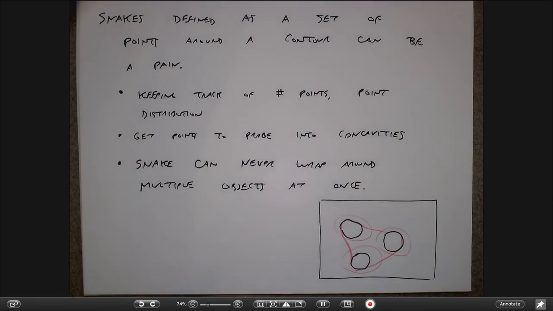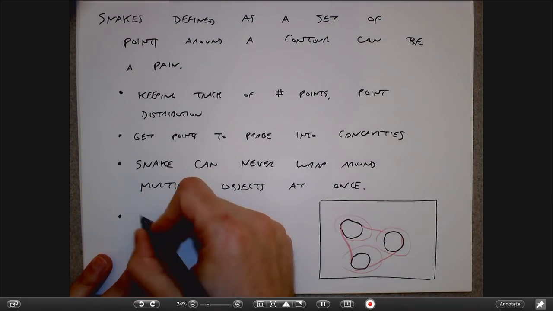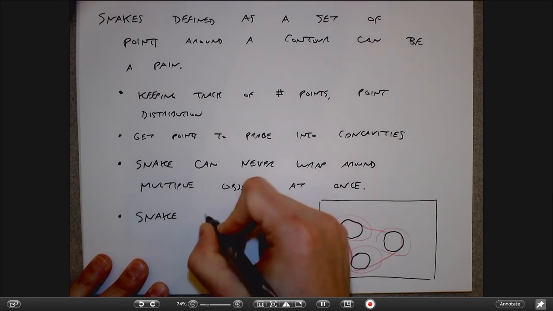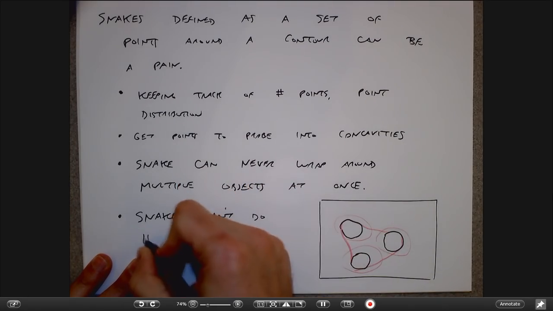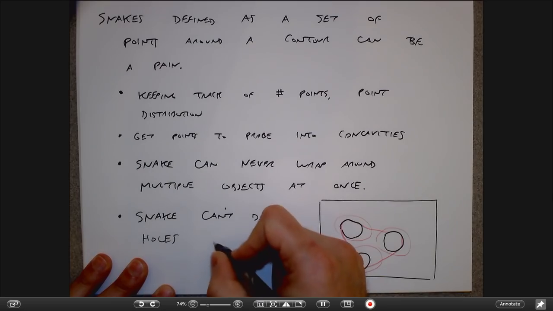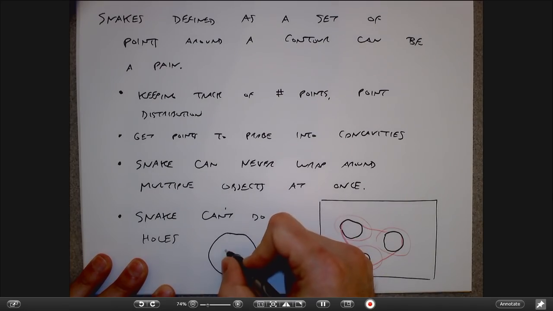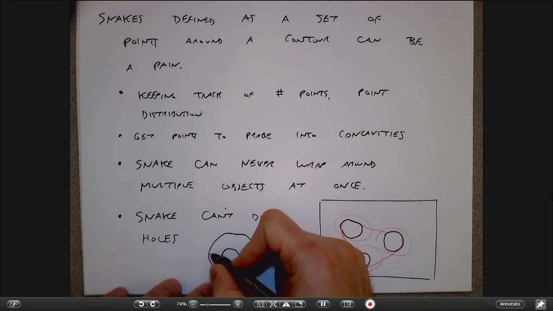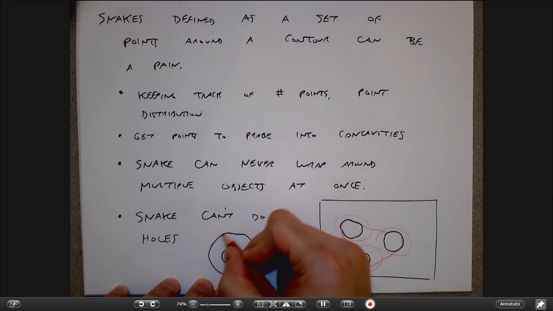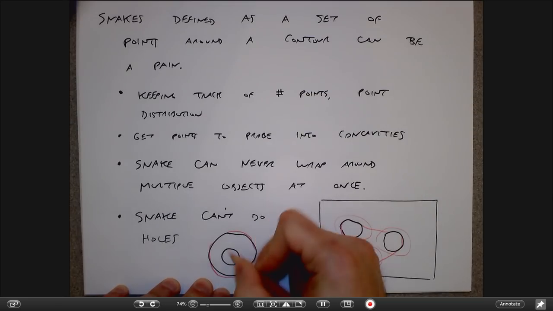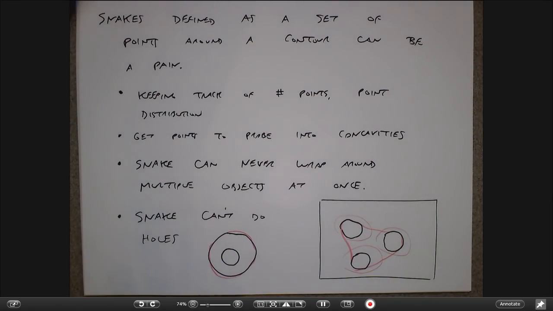And also, a snake can't do holes, right? So suppose I had an object like a donut that had a hole inside. I could segment this with a snake and get the outside, but I wouldn't be able to get the inner boundary, which may be something that I care about. Say it's some sort of machine part. So to solve these problems, namely keeping track of all this stuff, and also being able to segment multiple objects and objects with holes, it's nice to have a single thing that will do all that at once for you.